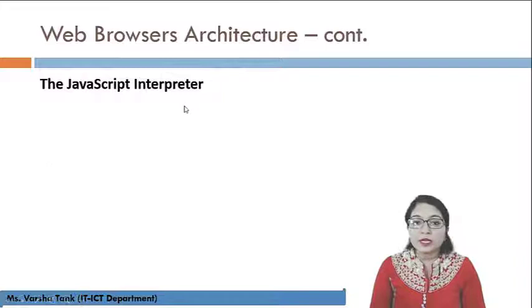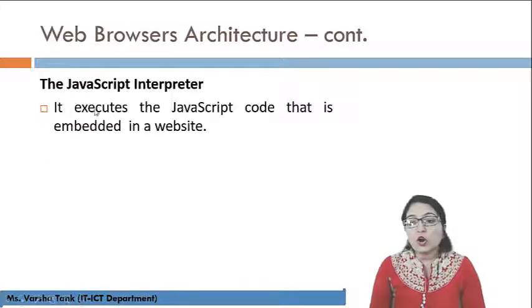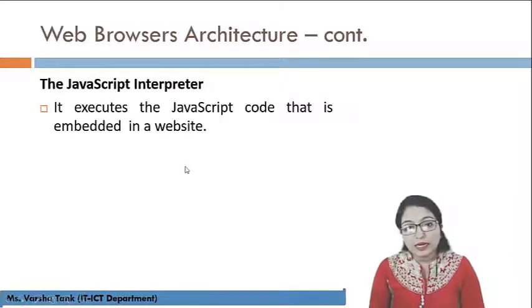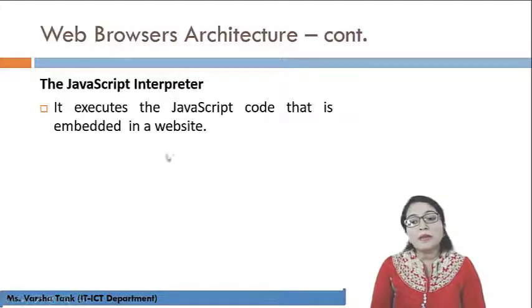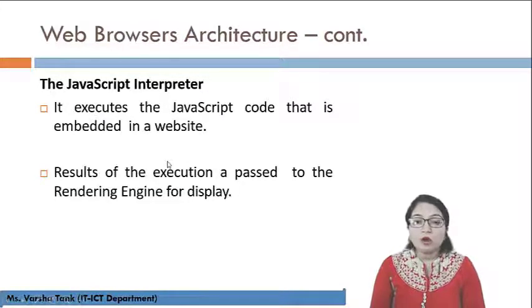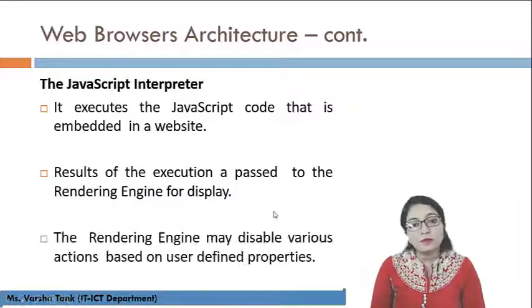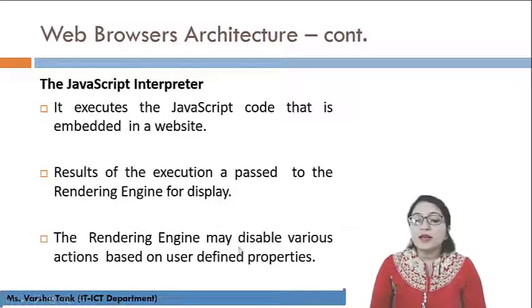Then we have the JavaScript interpreter. What is the work of this? It executes the JavaScript code that is embedded in the website. If any JavaScript code is embedded in your website, it will be handled by the JavaScript interpreter, and according to that it will display the result. The result of the execution is passed to the rendering engine for the display. So the rendering engine will display the output accordingly, as interpreted by the JavaScript interpreter. The rendering engine may disable various actions based on user-defined properties.